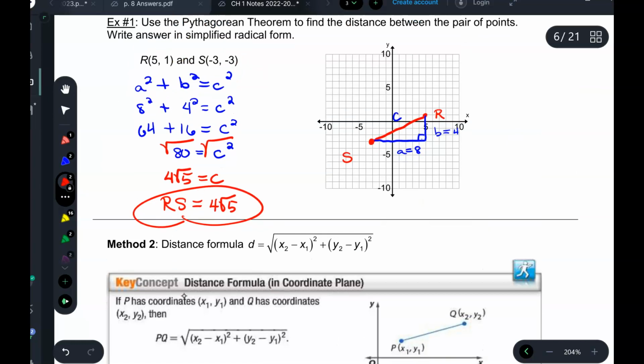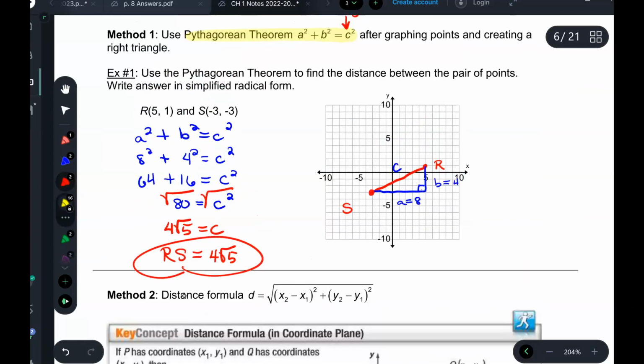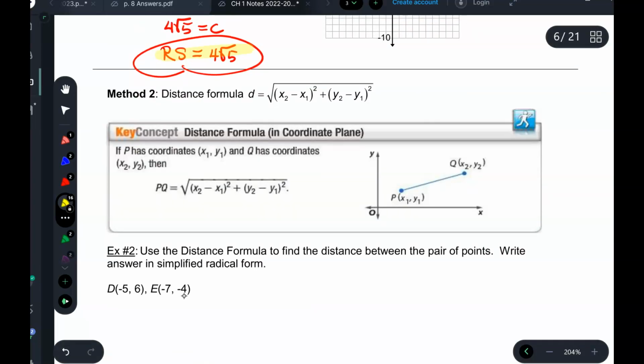For tonight, for the homework, do you see how I wrote it here? Simplified radical form. That's this. For the homework, I would also like you to do simplified radical form. If you also want to put the decimal approximation, fine, but I want them in simplified radical form, okay? All right, next method, distance.